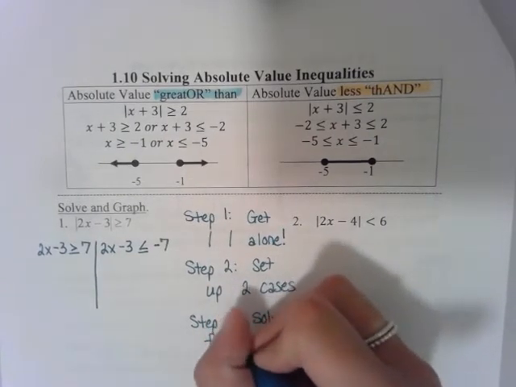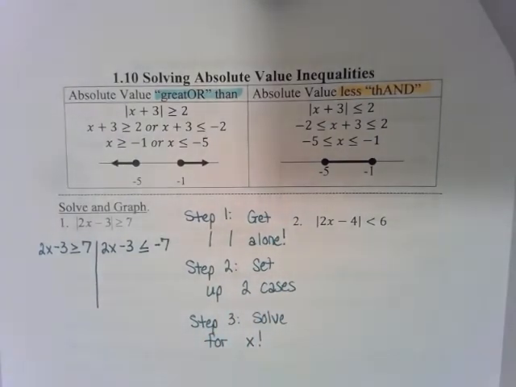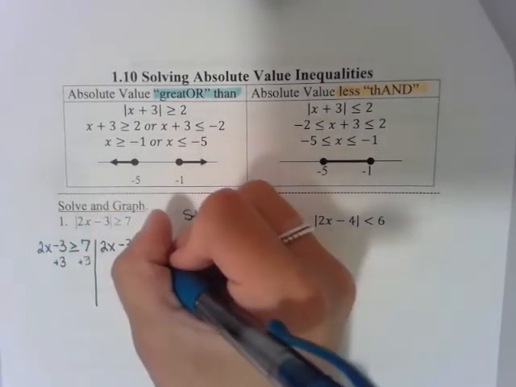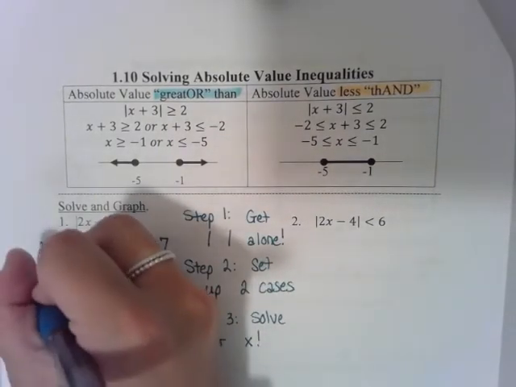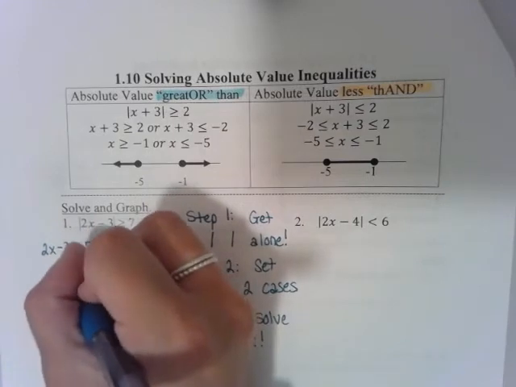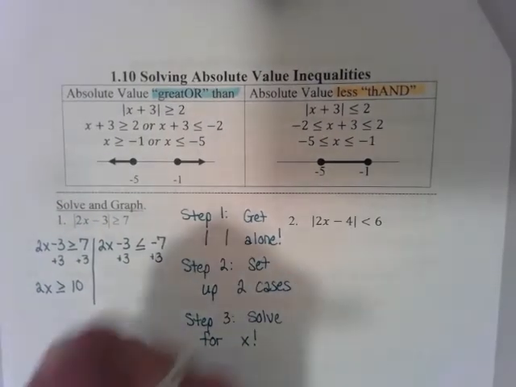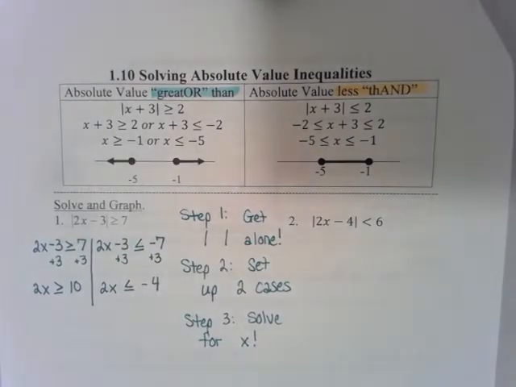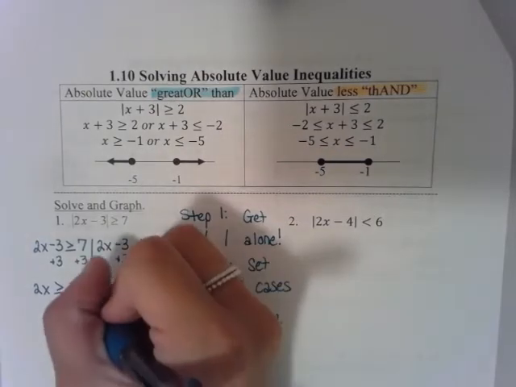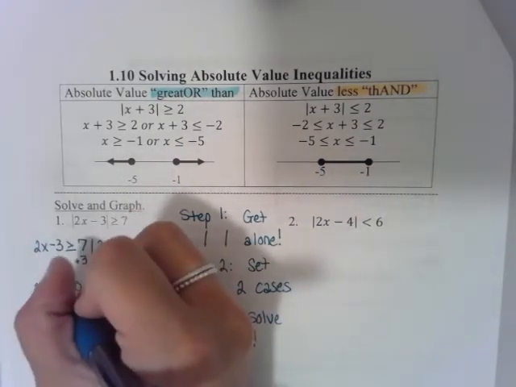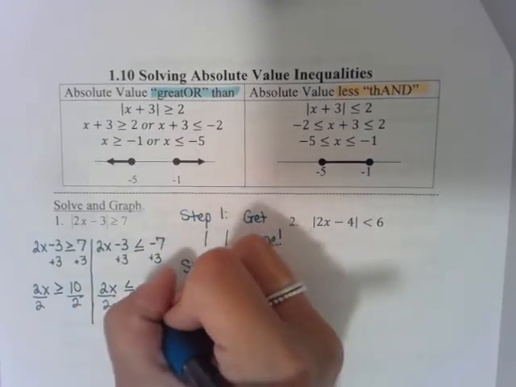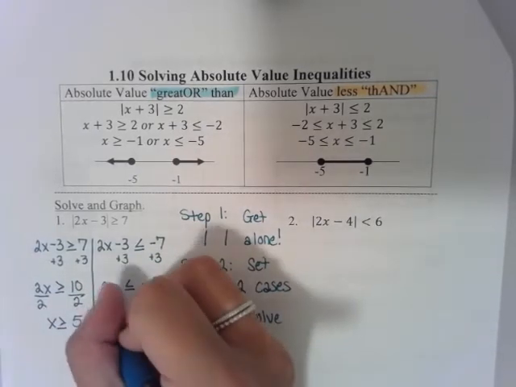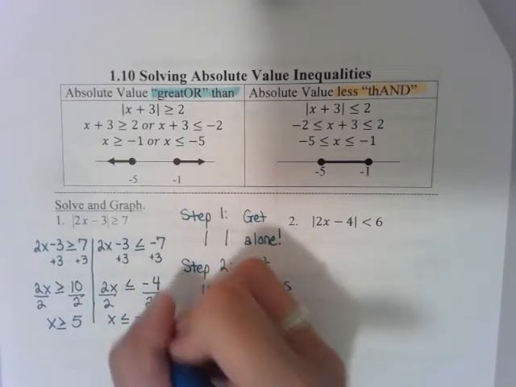From there, my step 3 is to solve for x. To solve for x, I'm going to add 3 to each side. That leaves me with 2x is greater than or equal to 10, and 2x is less than or equal to negative 4. After that, I need to divide each side by 2. That gives me x is greater than or equal to 5, and x is less than or equal to negative 2.